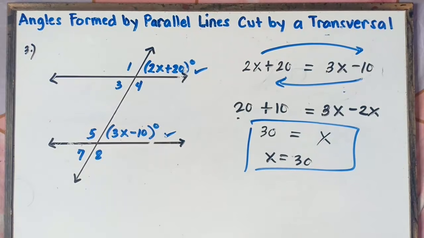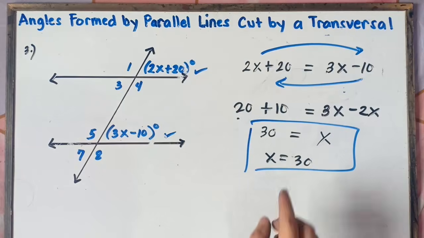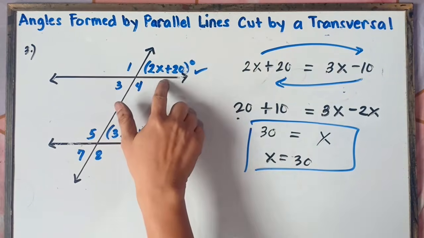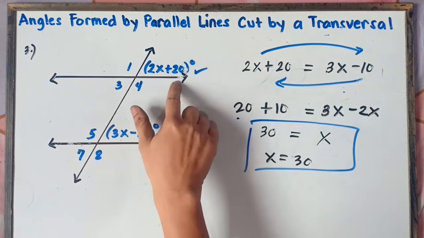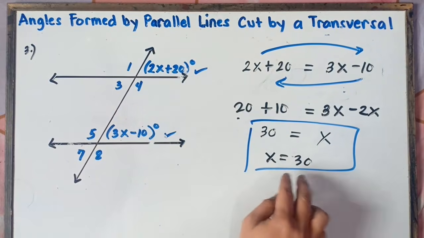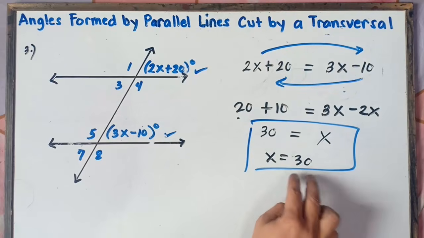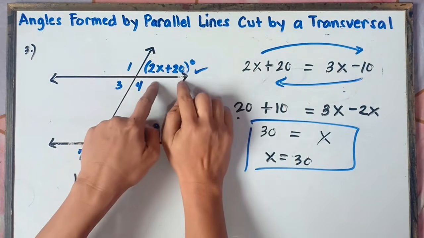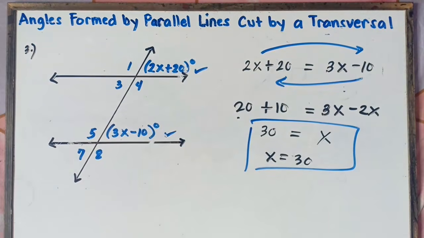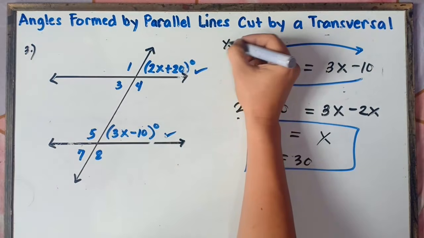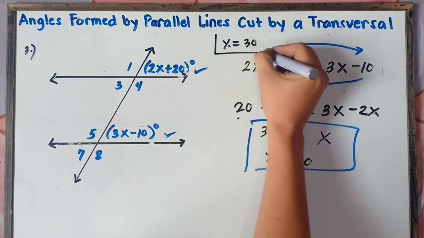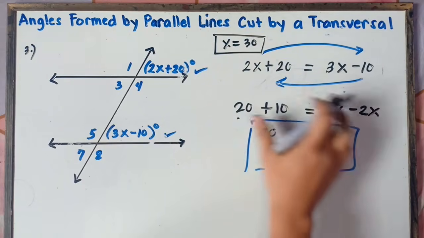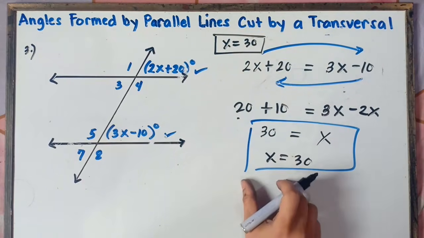But you are not yet done, class, because you need to substitute the value of x in this given expression for you to get the angle. Once again, class, 30 is not the angle. This is just the value of x. You need to substitute this value in the given expression to get the angle. Alright, so let's substitute the value. Once again, x is equal to 30. So pause the video, class. We don't have enough space. I will be erasing this equation right here, the solution.